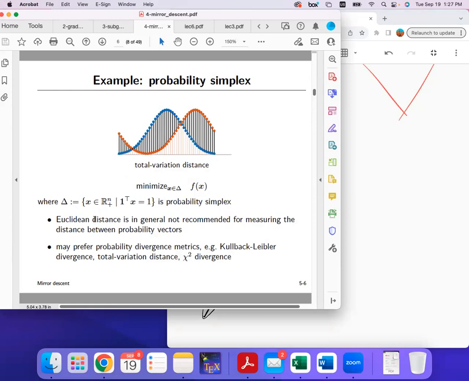You can do projected gradient descent, but it is not recommended, because usually we do not measure the distance between probability vectors using the Euclidean distance. Instead, in probability, we usually measure the distance through some divergence measures like KL divergence or total variation.